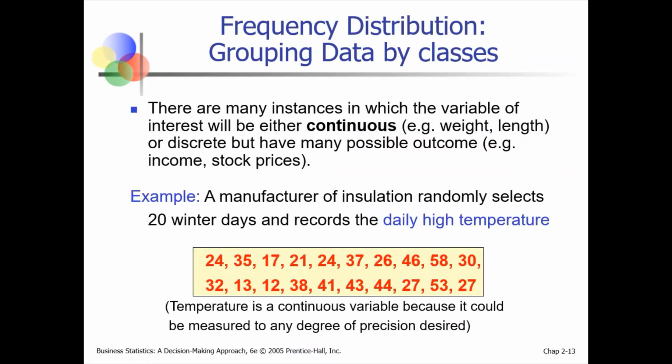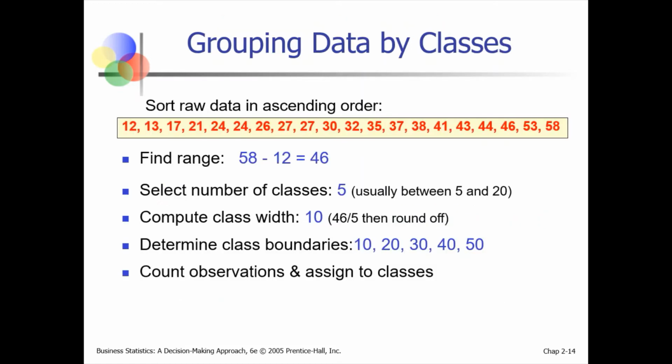So these are the daily high temperatures that were taken: 24, 35, 17 and so on. Then, to group them since there are many temperatures, he uses a range. He selected 5 classes. The range here is the highest temperature minus the lowest. So the range is 46. So how many classes?